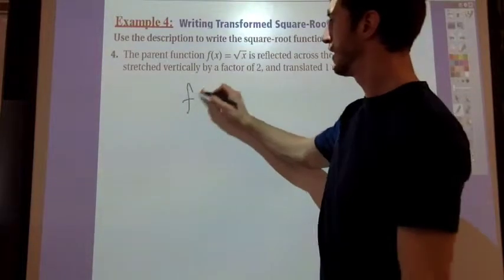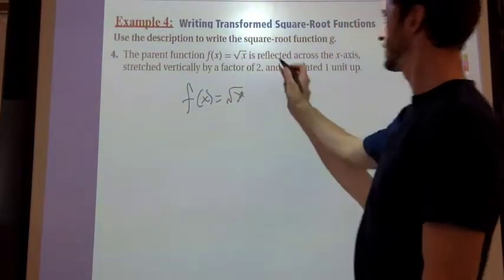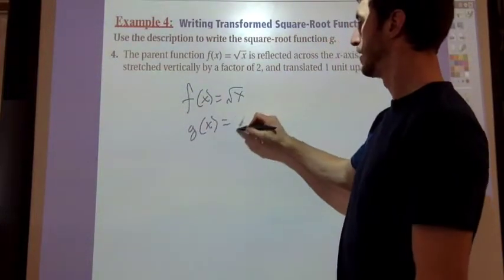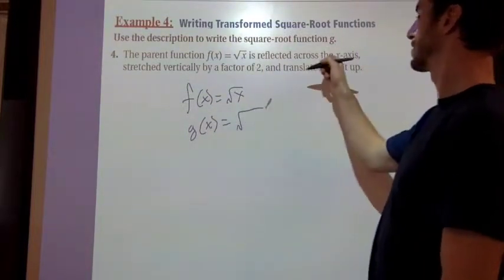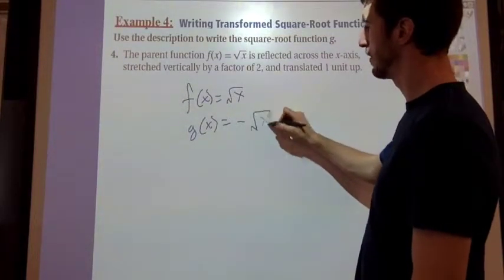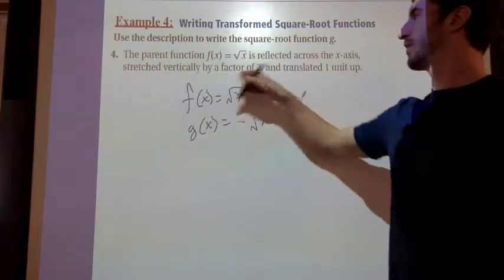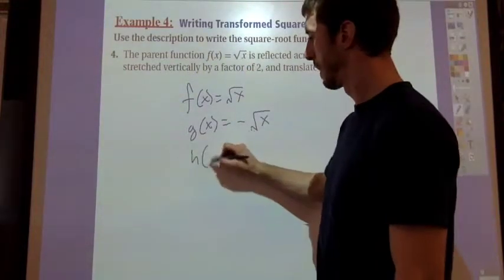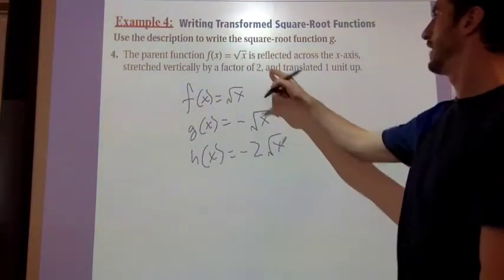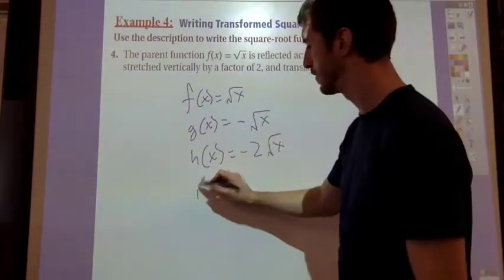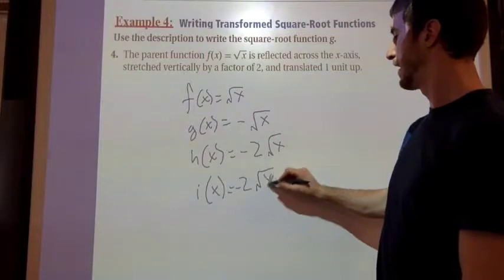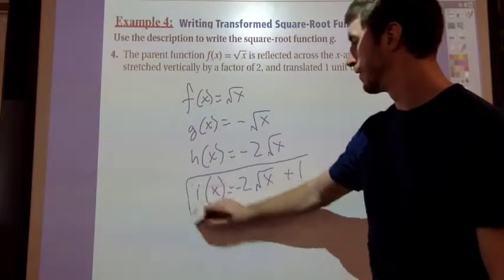We've got the parent function f of x equals square root of x, and it's reflected across the x-axis again. So that means we've got a negative on the outside of our radical. And then it's stretched vertically by a factor of 2. So that means we've got negative 2 on the outside, square root of x. And then it's translated 1 unit up. So finally, we've got negative 2 square root of x plus 1.